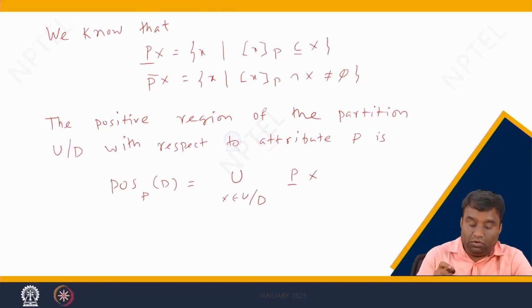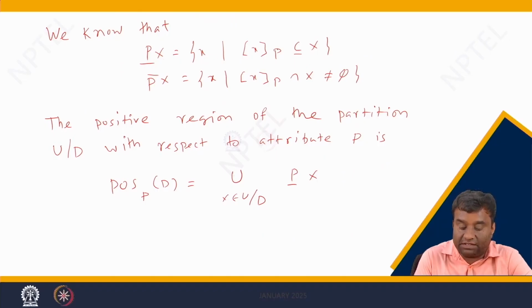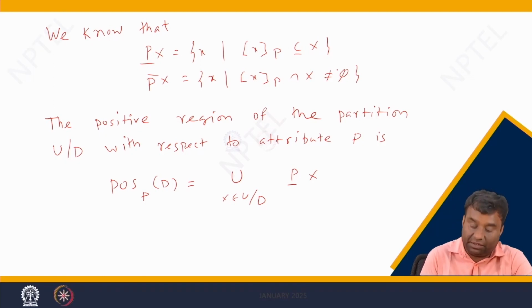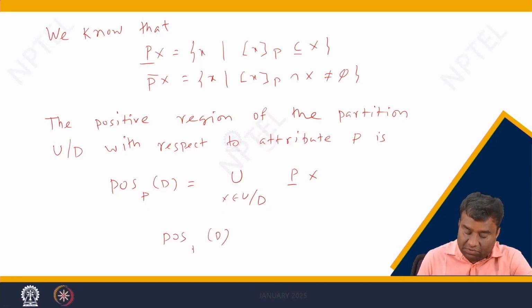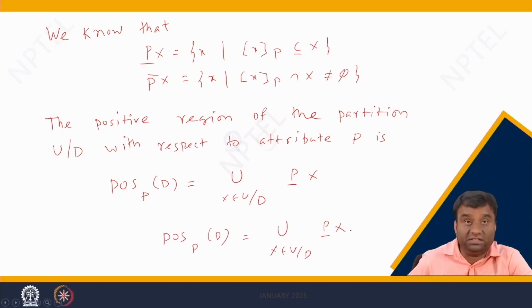Next, we know about lower approximation and upper approximation. The lower approximation contains the equivalence classes which are totally a subset of the target set. The upper approximation contains the classes whose intersection is not the null set. And also you have studied that the positive region of the partition U by D with respect to attribute P is the union of all the lower approximations. So here two more definitions are there.